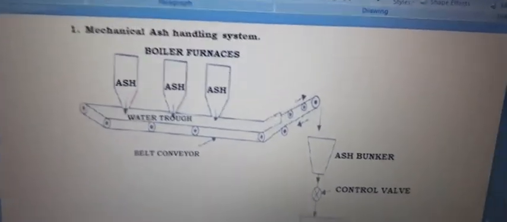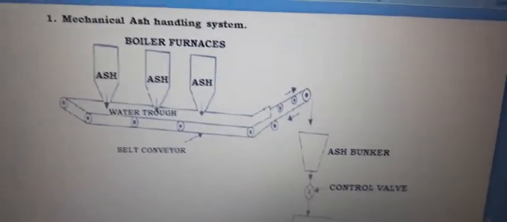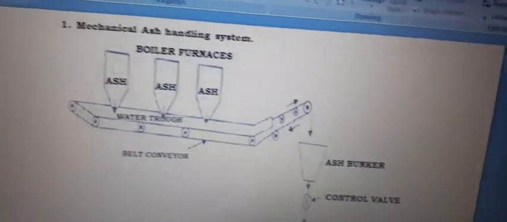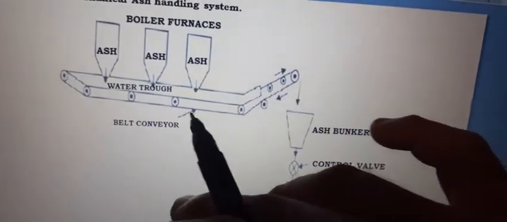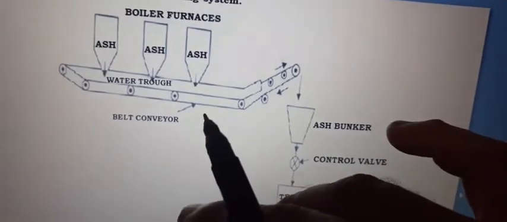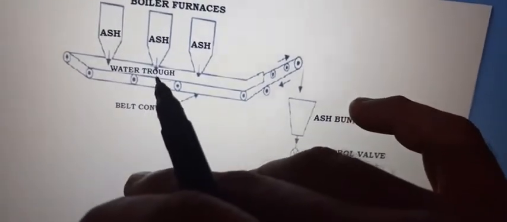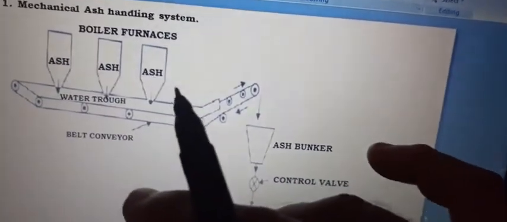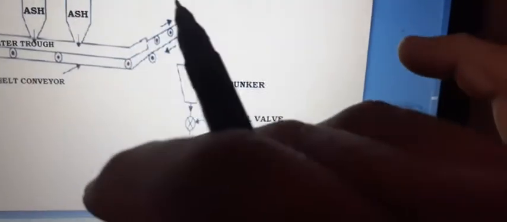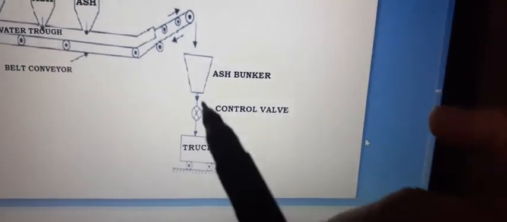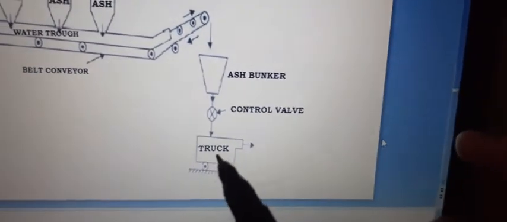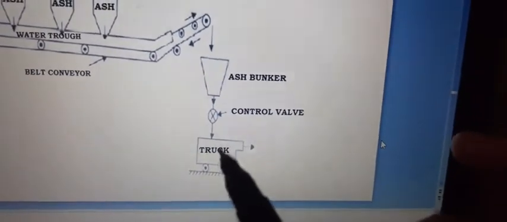First of all, the mechanical ash handling system. In that, from the boiler furnaces you can see the belt conveyor. This is the belt conveyor. The water trough is below that, and above that is the boiler furnace. And the ash bunker controls the ash, and it is fed into the truck over here.